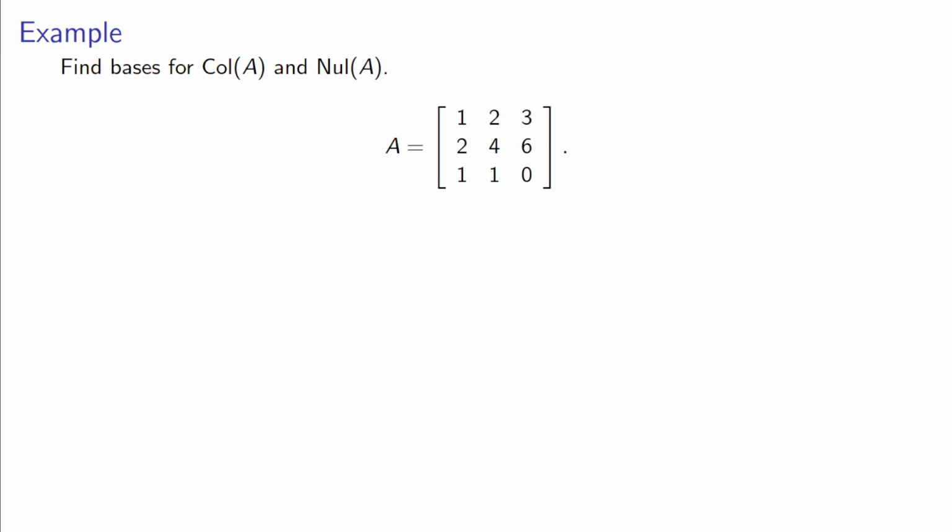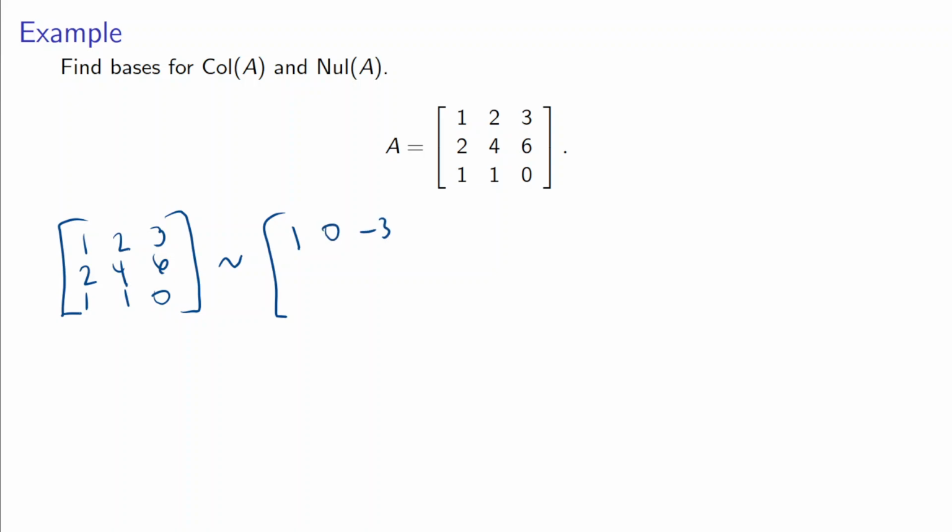So let's start with this 3 by 3 matrix A: 1, 2, 3, 2, 4, 6, 1, 1, 0. And we are told to find bases for the column and null space of A. The way we are going to do this to begin with is just by getting the reduced row echelon form of A. You can do that by hand, of course, or I'm just going to write the answer here. I already found it previously using my computer. So this reduces to 1, 0, negative 3, 0, 1, 3, 0, 0, 0.